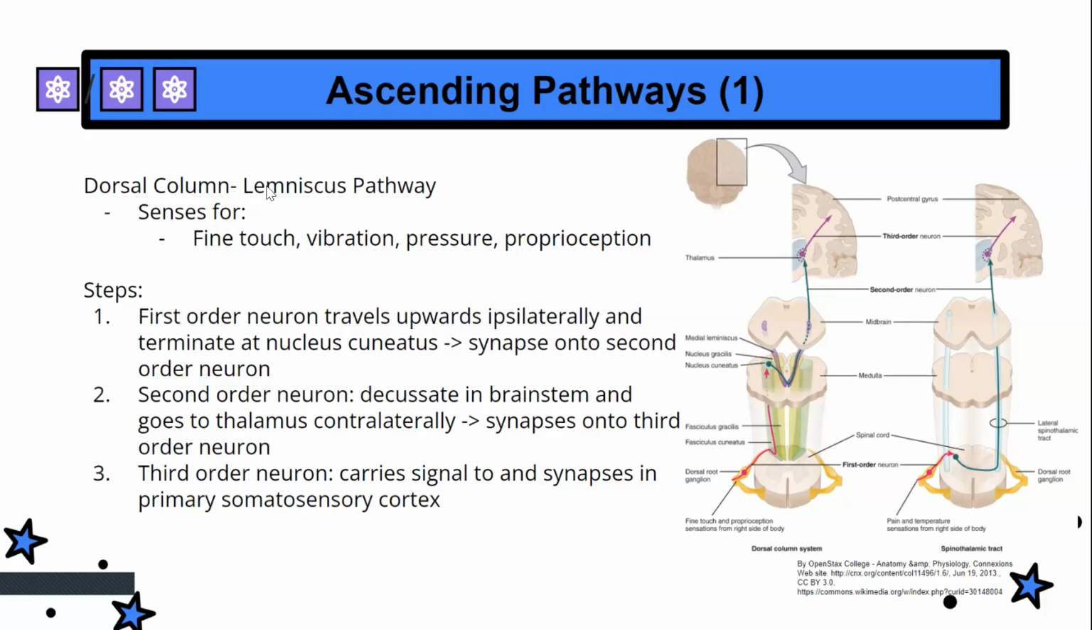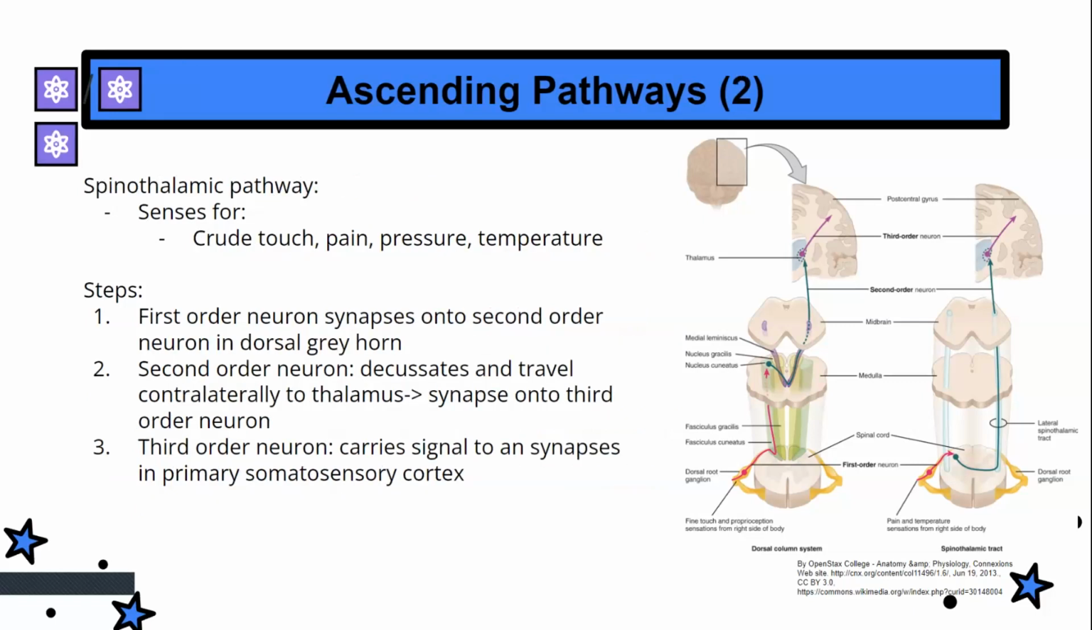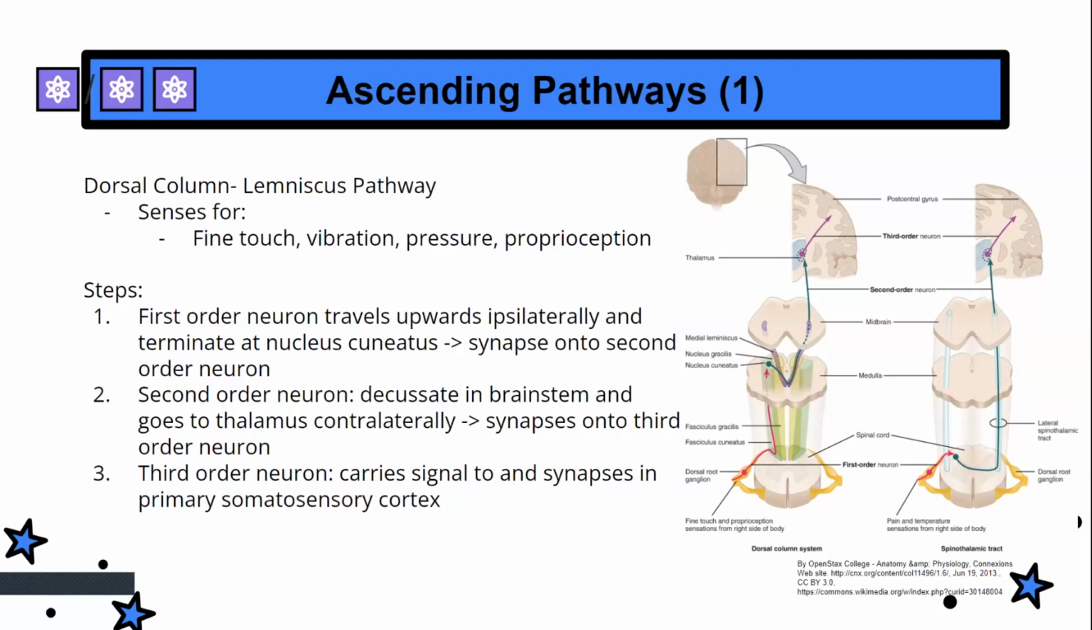So we have 2 different pathways: the dorsal column medial lemniscus pathway and the spinothalamic pathway. The first pathway, the dorsal column medial lemniscus, carries information that involves fine touch, vibration, pressure, and proprioception. Proprioception, if you're not aware, is essentially where your body is within 3D space. You know where it is.